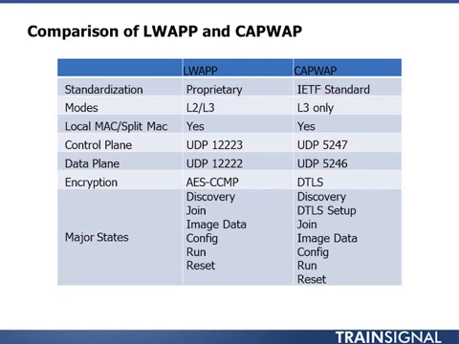So they both support a local MAC and a split MAC so that you can operate a remote branch and not force all of your data traffic through the central headquarters when you have a remote location. They both support the separation of the control and the data traffic. Now, one of the big differences is in how they set up the secure tunnel. CAPWAP uses DTLS that I mentioned earlier, whereas LWAP uses the AES CCMP, which is the Advanced Encryption Standard Counter Mode CBC MAC protocol.